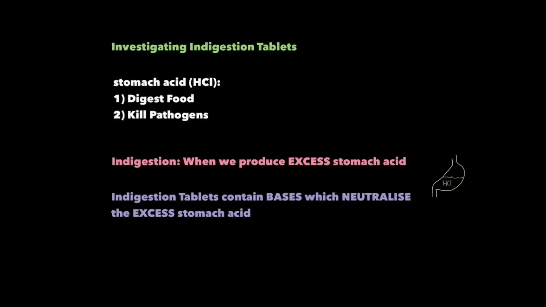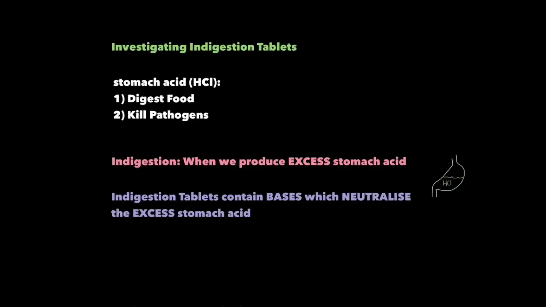Let's look at how we investigate the effectiveness of different indigestion tablets. So let's first understand a couple of things about stomach acid. Stomach acid has two uses in the body. Firstly, to digest food, obviously, and then kill pathogens as well. You see, in a lot of the food we eat, we have a lot of bacteria on them, and our stomach acid does a good job destroying a lot of that bacteria, which can lead to food poisoning.